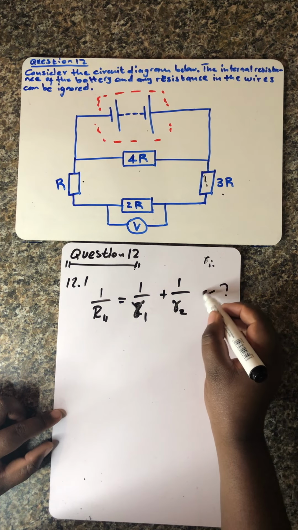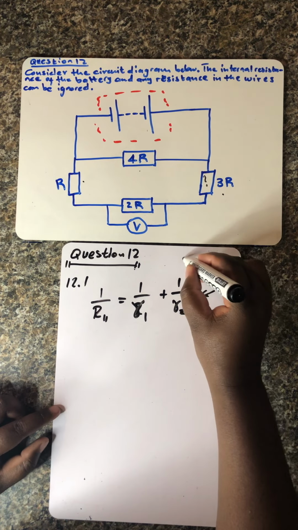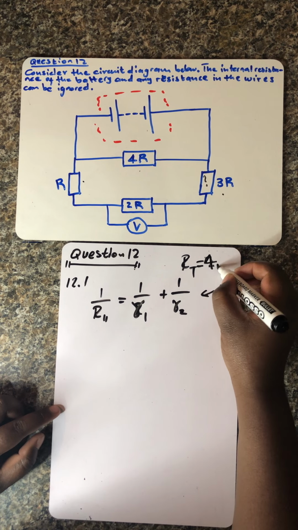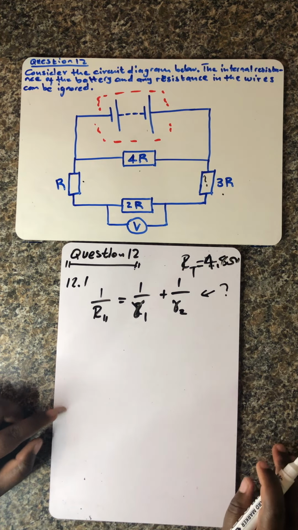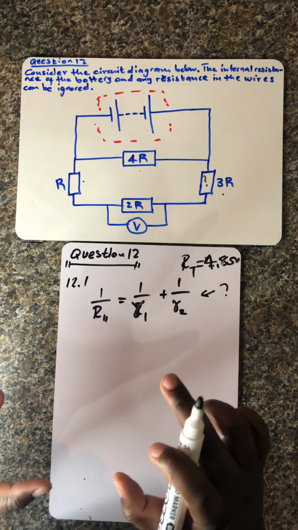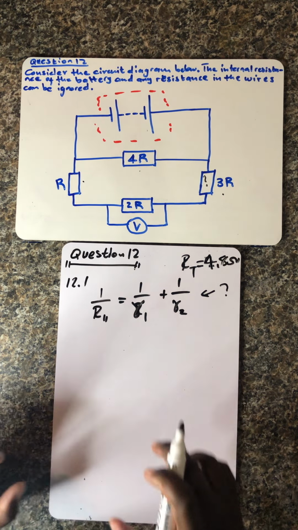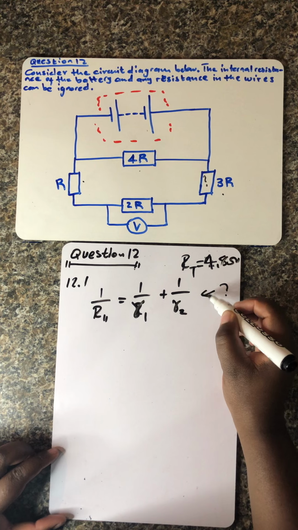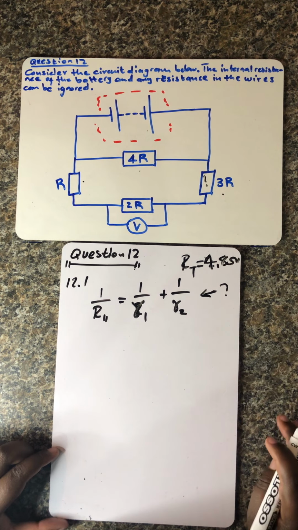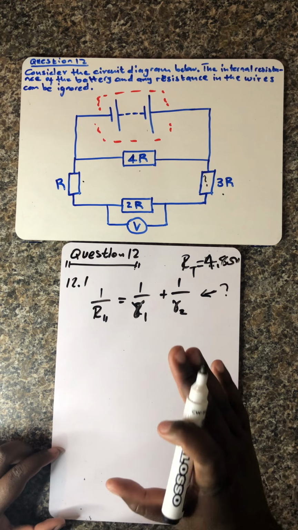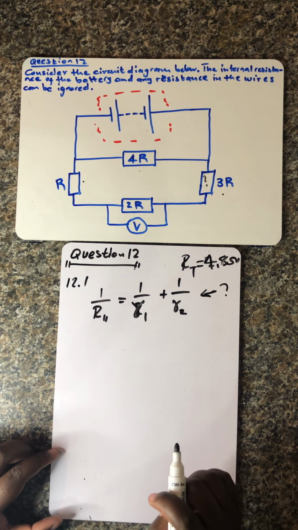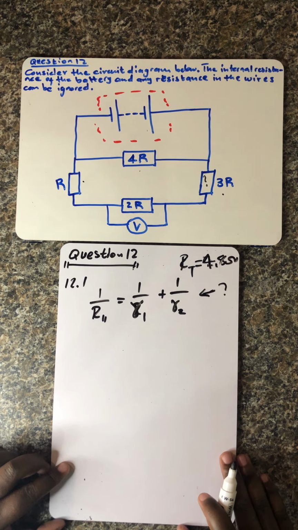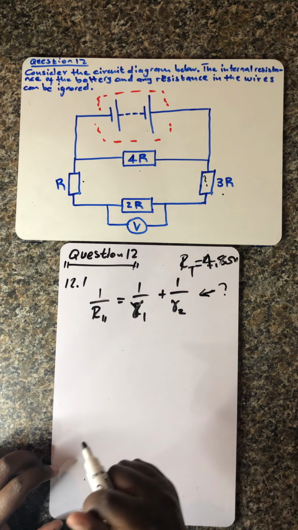Why did I use this formula, ladies and gentlemen? It's because they said R total equals, what was it? It's 4.8 ohms. So they didn't want to say the total resistance of the parallel connection is 4.8 ohms. Why? Because they didn't want to make it obvious to you that you should use this formula. So they are trying to test if you are able to see and notice a parallel connection.